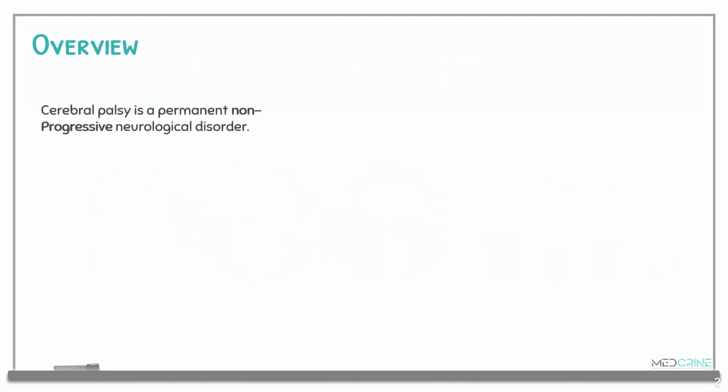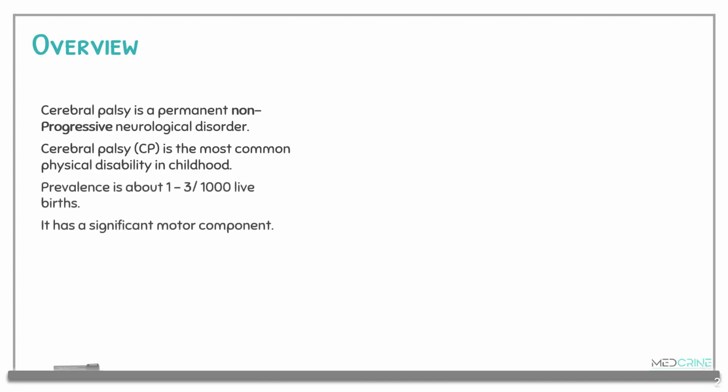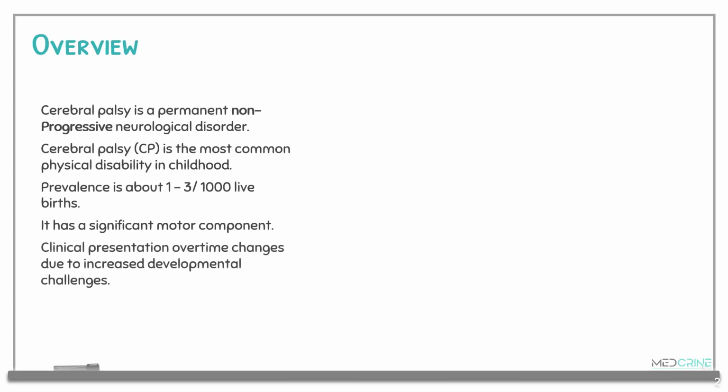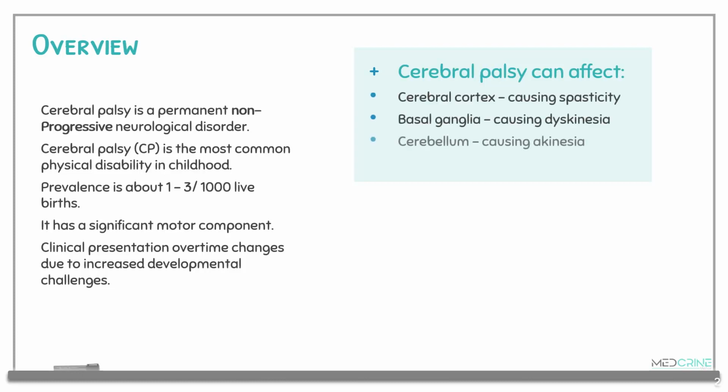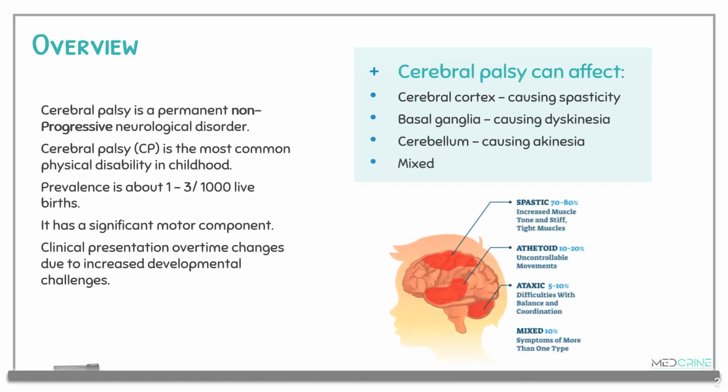Cerebral palsy is a permanent, non-progressive neurological disorder that is the leading physical disability in children with a prevalence of 1 to 3 per 1,000 live births. Cerebral palsy is known to have a significant motor component, and its presentation changes over time due to increased developmental challenges. Cerebral palsy is known to affect the cerebral cortex, that is the cerebrum, the basal ganglia or the cerebellum. Though in other cases it can affect multiple areas, causing a mixed type of cerebral palsy.